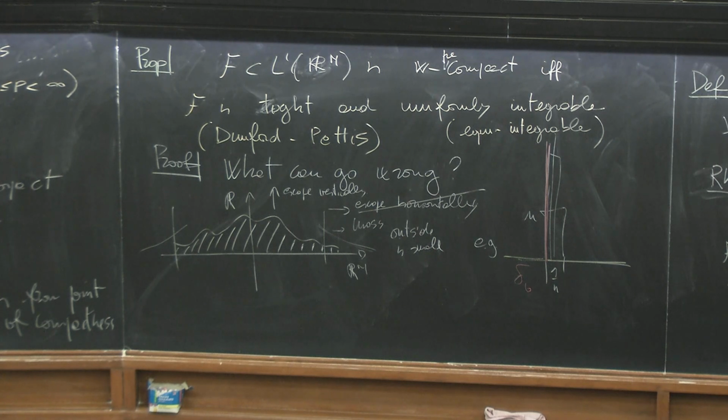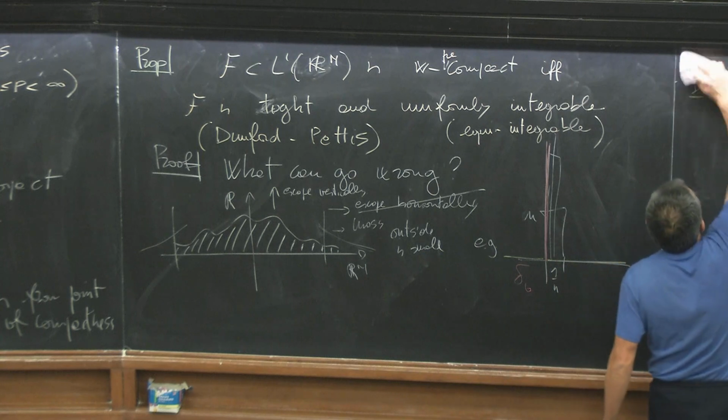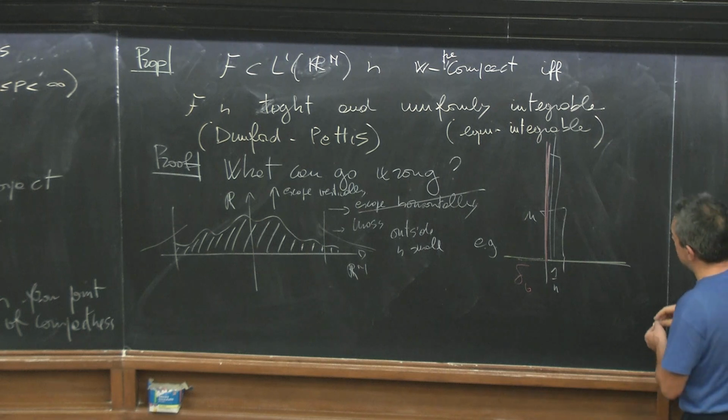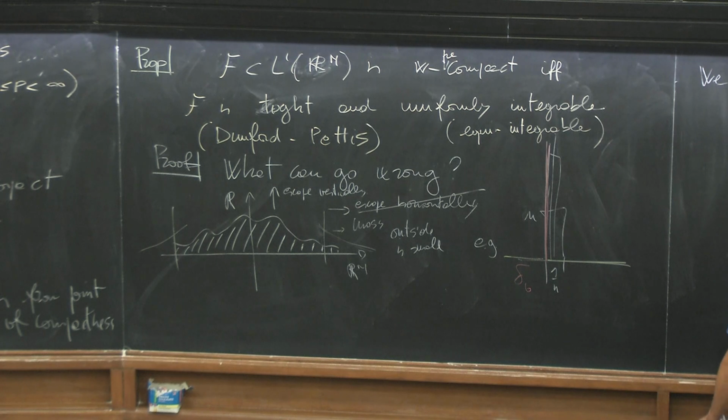I'm trying to let you understand why some concepts arise. So I just say, give me a criterion, which is this uniform tightness, also vertically. Okay, so let's try the tightness vertically. So we need a vertical tightness.